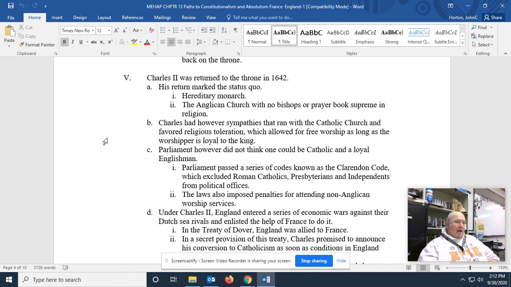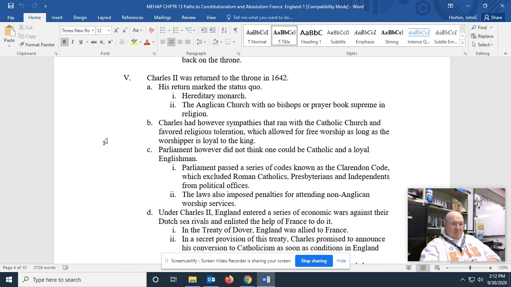But anyway, in fact, because there was so much partying going on, England becomes known as jolly old England, or merry old England. Do you ever wonder where that came from? Merry old England came from the restoration of Charles II.